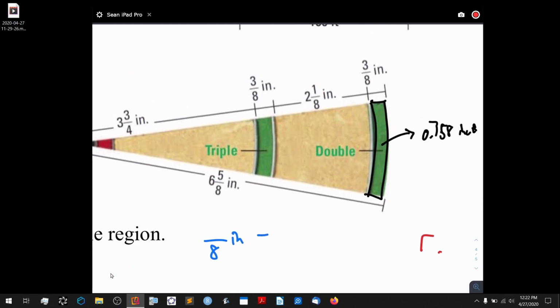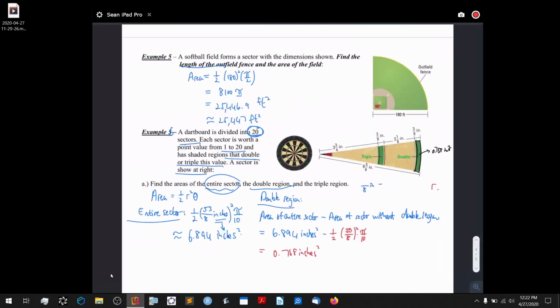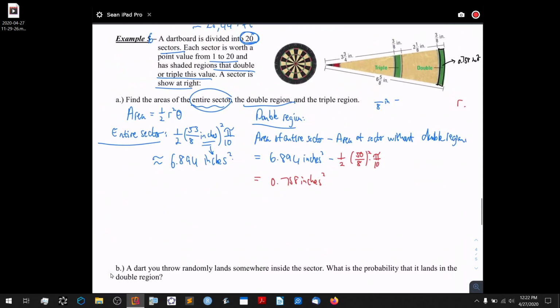758 inches squared. Okay, that's that. Alright guys, that's that for that problem. There's another one that's even more challenging. Find the area of the triple region, but I'll let you mess with that. It's also on the completed note sheet.